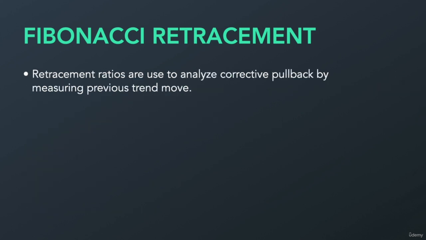Retracement ratios are used to analyze corrective pullbacks by measuring the previous trend move. So in an uptrending market, this is our impulsive move. So this is our higher low and then our higher high. Now once this higher high is already established, we can assume price will pull back, entering into a corrective move or corrective phase to create a higher low.